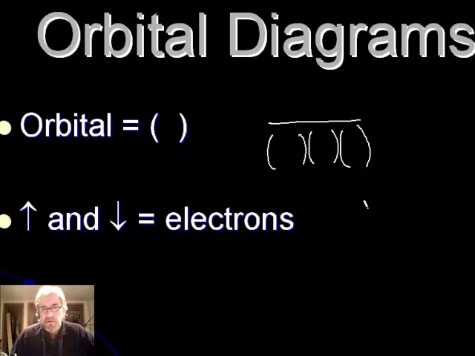And another thing that's important is, even if some of the orbitals in a P or D sublevel are unoccupied, even if they have no electrons in them, you still want to draw them anyway. You draw everything in the sublevel.